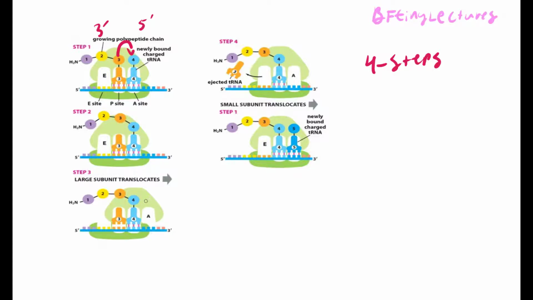Eventually, the ribosomal subunit is going to shift towards the right. And when it shifts towards the right, the 3 tRNA, when it enters the E site, is going to become ejected. Now notice that when it ejects, the 4th tRNA enters the P site.